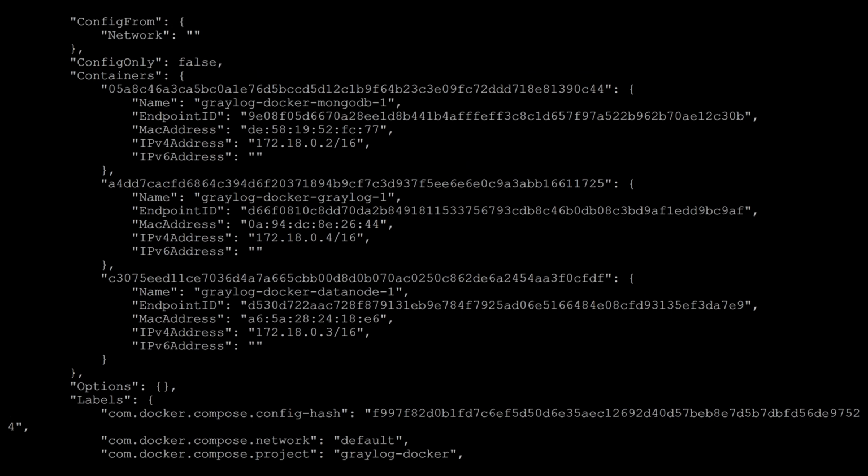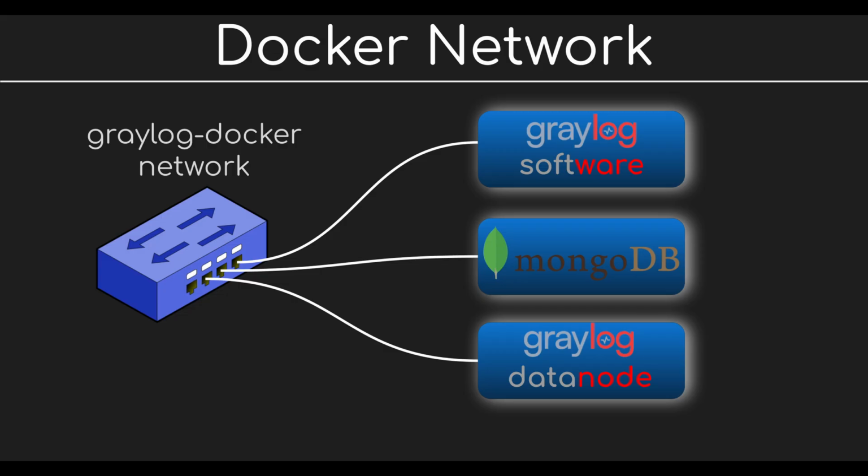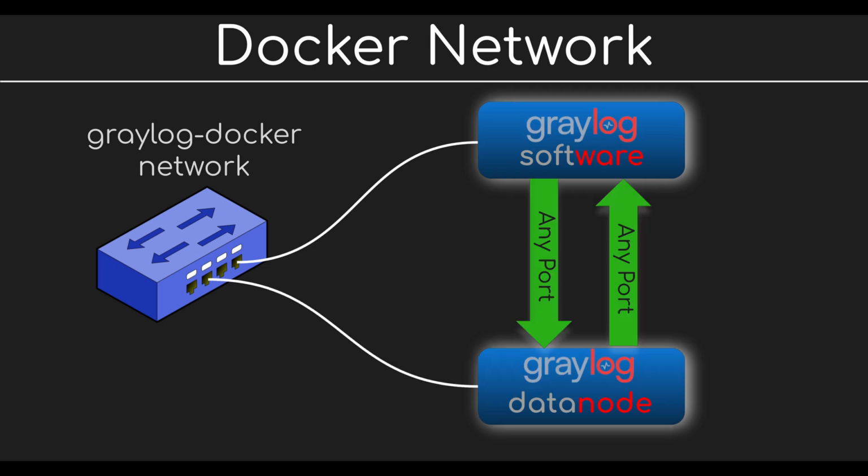You can think of the containers as being connected to a dumb switch, where all of the containers have free access to talk to each other. So we don't have to do this port mapping in Docker Compose if a container is just talking to another container inside the same Docker network.